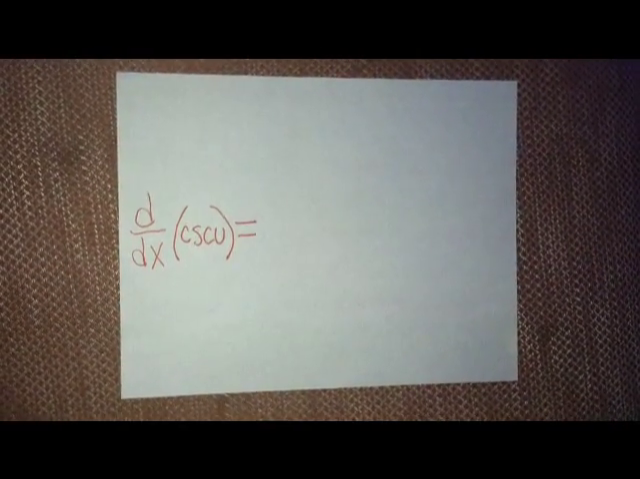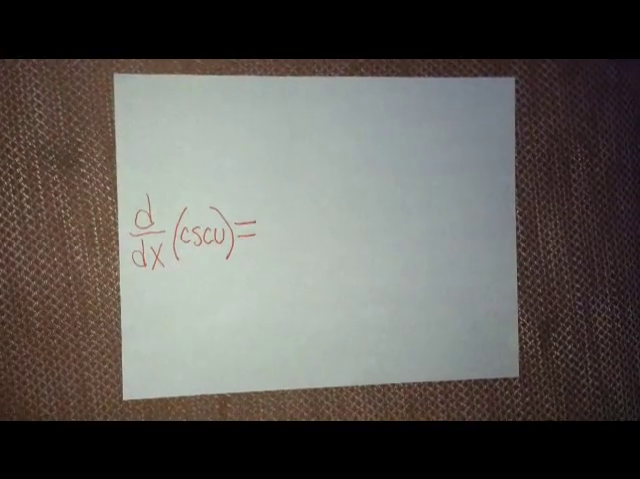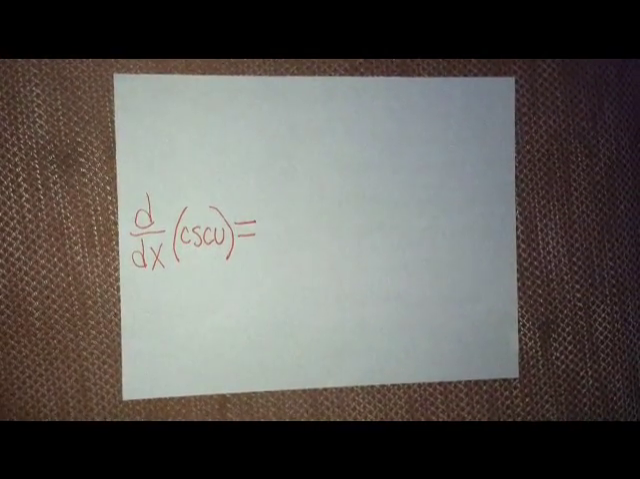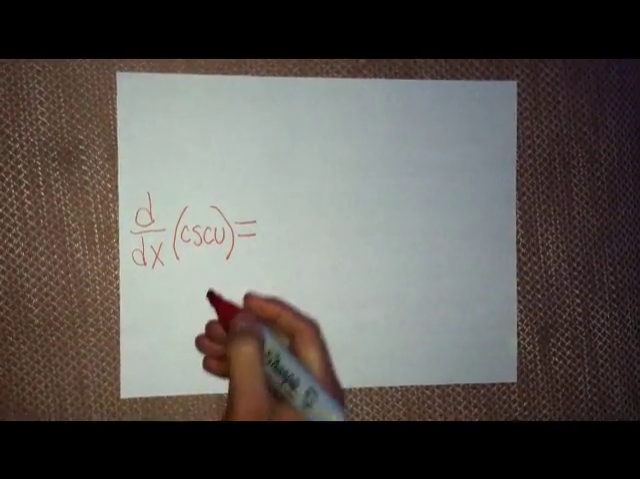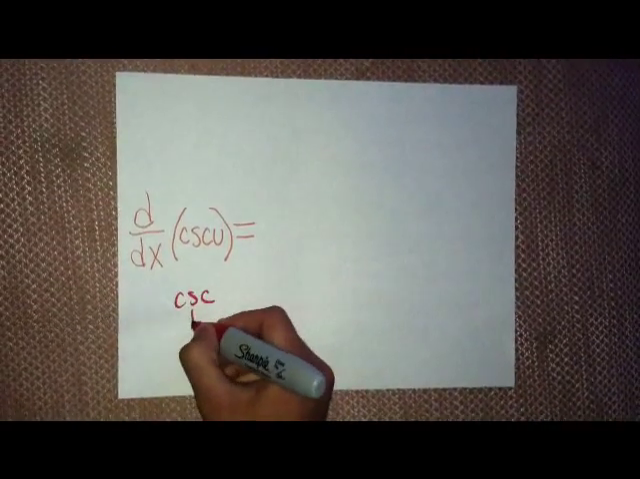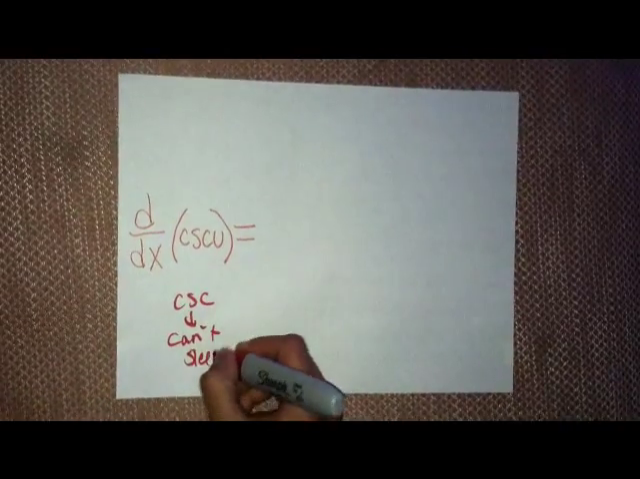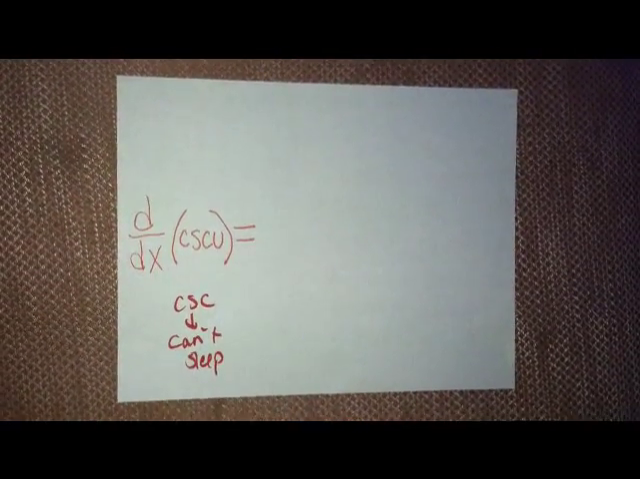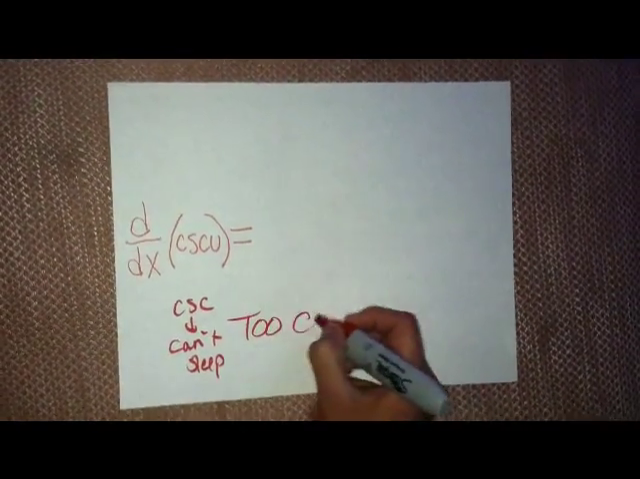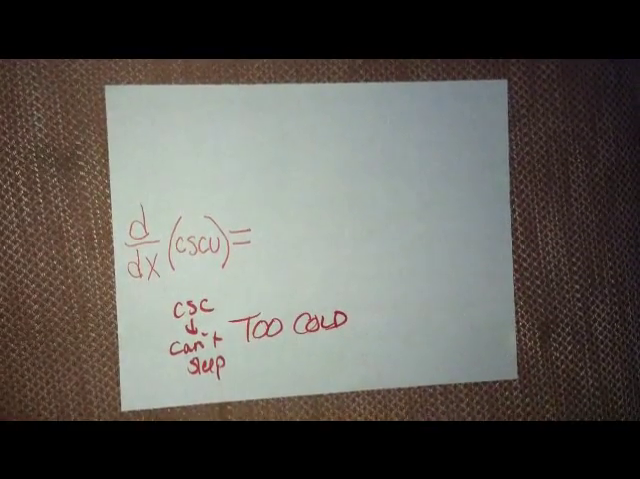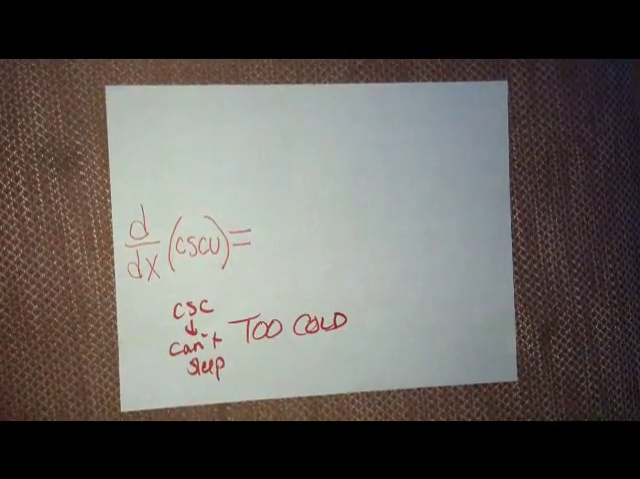Alright, for the 6th and final trig derivative, we're looking at the derivative of cosecant. For cosecant, we're going to play off of can't sleep. So you're going to think of can't sleep. And you know why you can't sleep? Too cold. Way too cold. So what you got to do about that? You're going to get a coat.